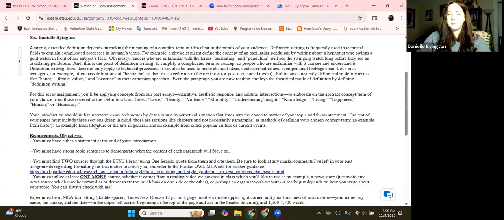You are also going to give an example from literature or the arts in general. So, love, to use that example again, if you talked about love, maybe you would talk about a poem, or if it's the arts in general, maybe it's music, maybe it's a film. Also, I'm open to extending arts in general, so that can be things like athletics and such.